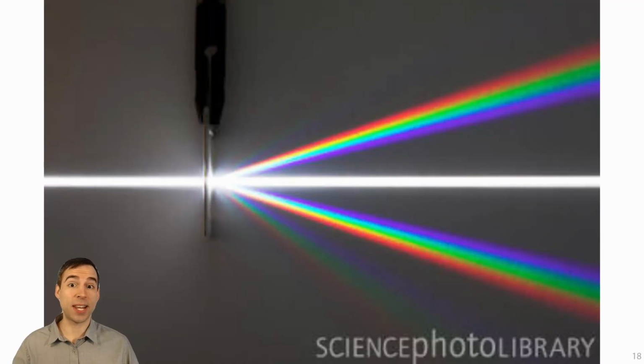So for white light shining through a diffraction grating, like you see here, shining through that little window, you will notice that the central maximum is just a white light bright spot that's sent straight through.